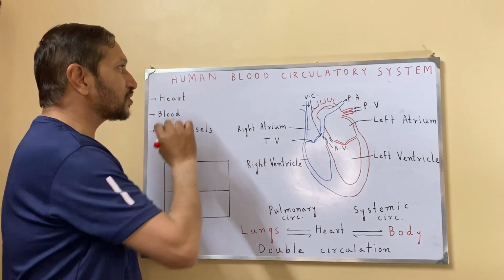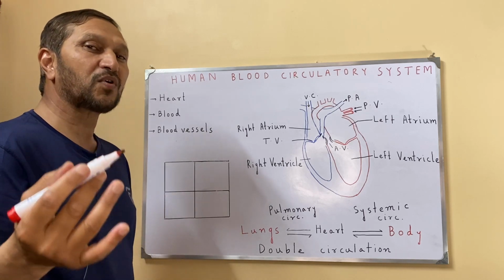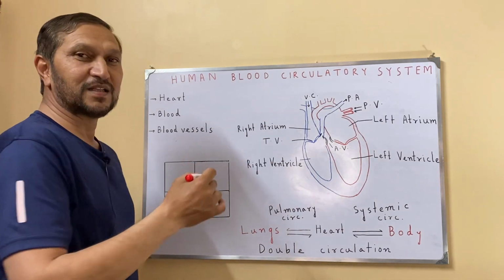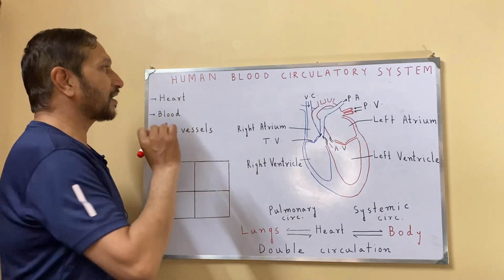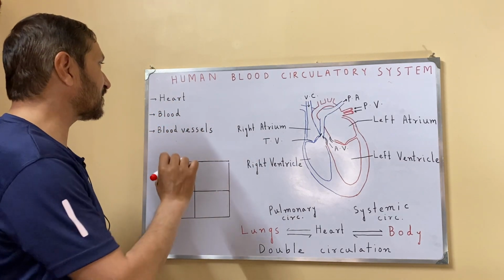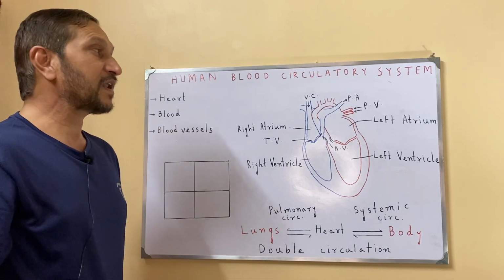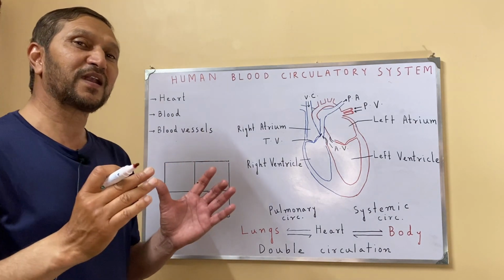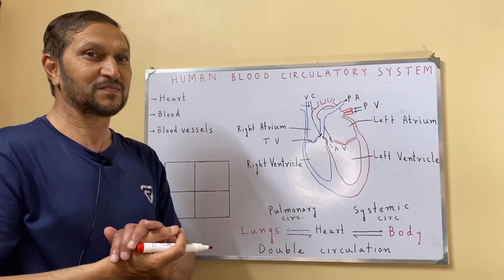I am starting with the human blood circulatory system because students face many problems understanding it. So in this lecture, we will study the structure of the heart, and we will also understand what the main components of the blood circulatory system are.